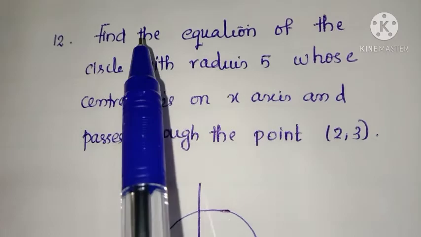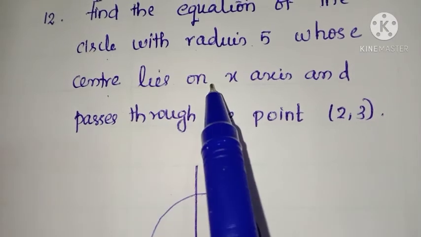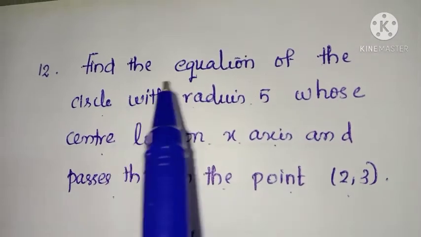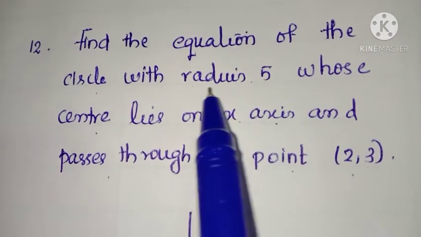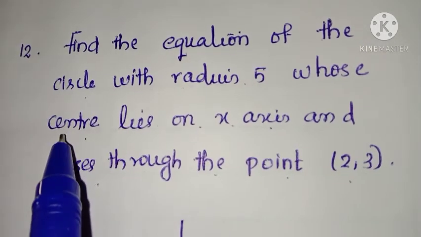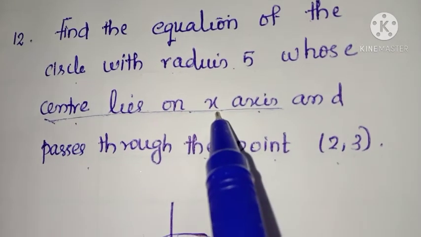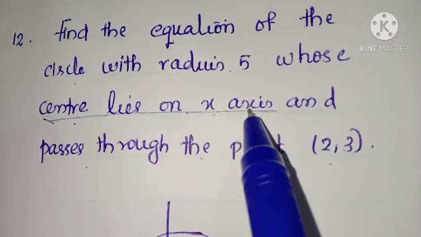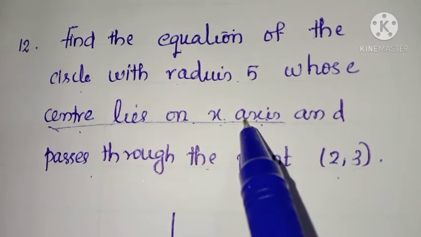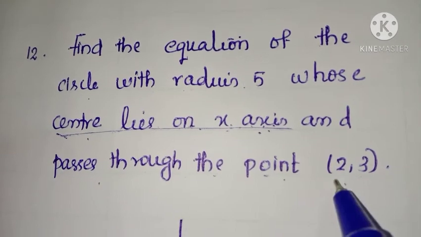Question number 12. Find the equation of the circle with radius 5 whose center lies on x-axis and passes through the point (2, 3). The radius is given, radius equal to 5, whose center lies on x-axis. Whose center lies on x-axis means maybe the center is along the positive x-axis or along the negative x-axis. So we can consider both cases, positive x-axis and negative x-axis. And also the circle passes through the point (2, 3).